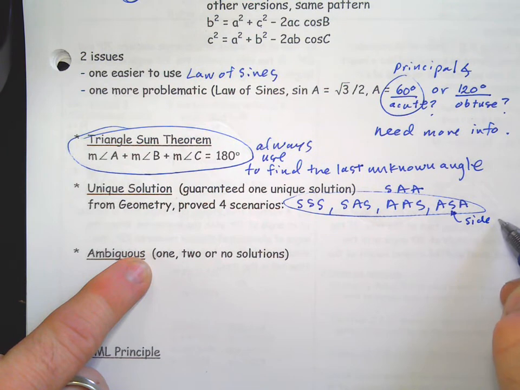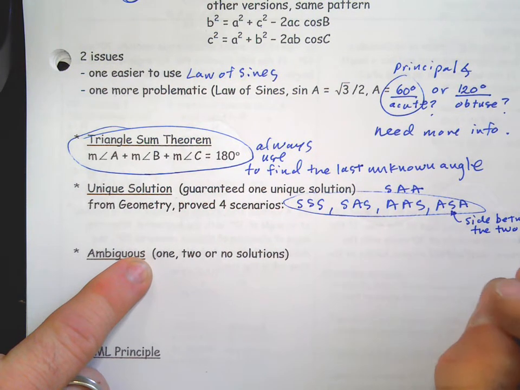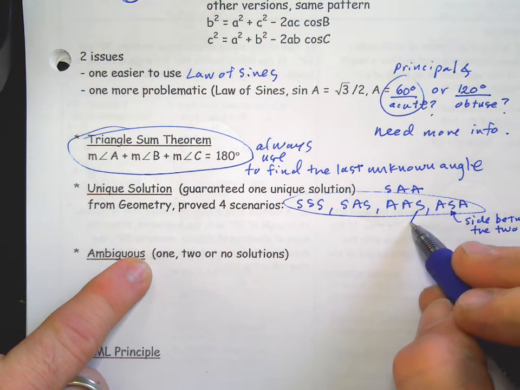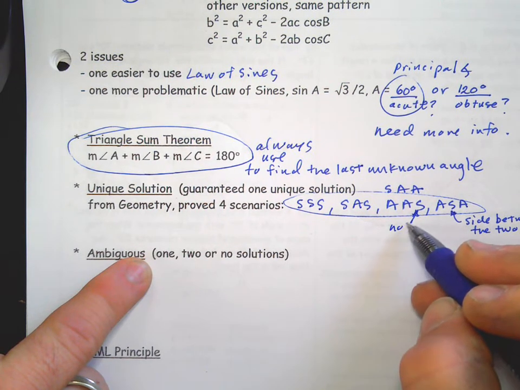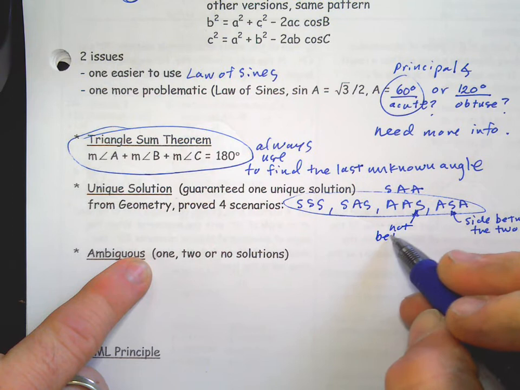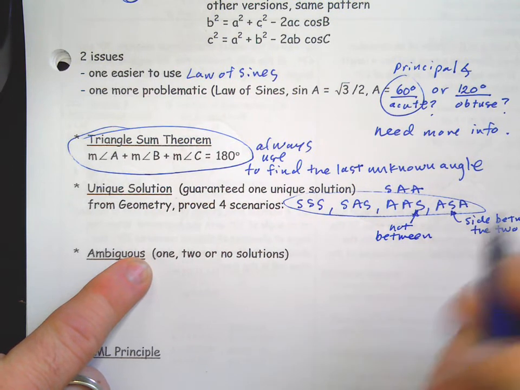This is the side that's between the two angles that you know are congruent, and we call that the, I don't know, I forget the fancy word for that. This is the one that's not between them. Okay, so the order matters.